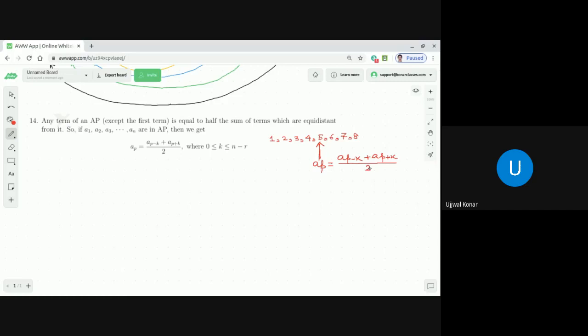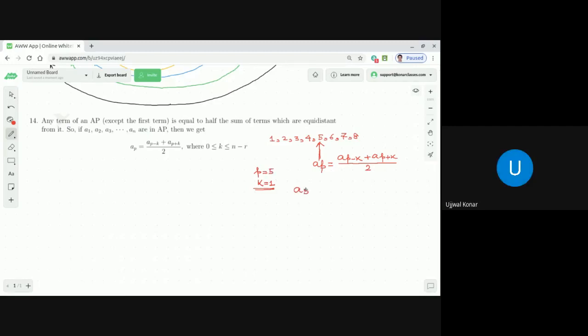Let's understand. What is the value of P here, dear students? 5. AP is the fifth term, correct or not? So what we can write is A5, let's take K equal to 1, correct? And obviously P is equal to 5, which you already know.